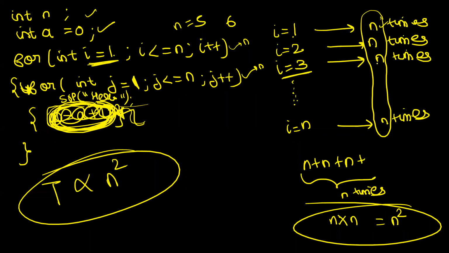Just add this: n plus n plus n plus n plus n plus n. How many times are you adding up n? N different times you are adding up n. So that is nothing but n square. Okay.